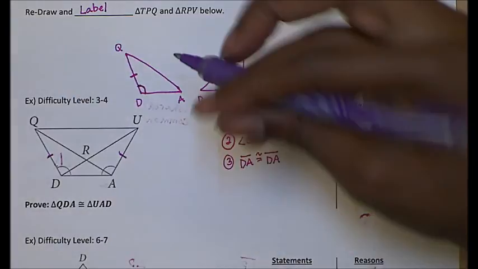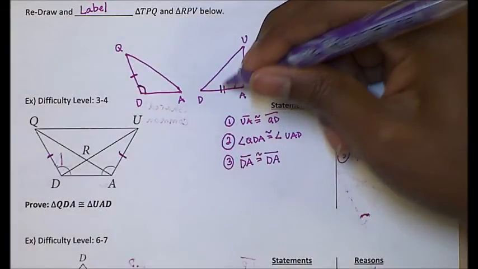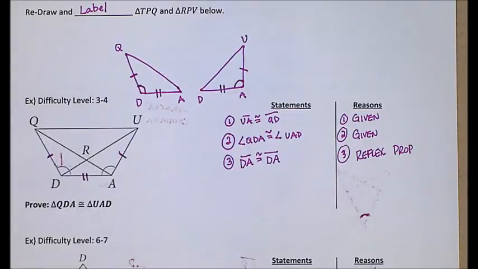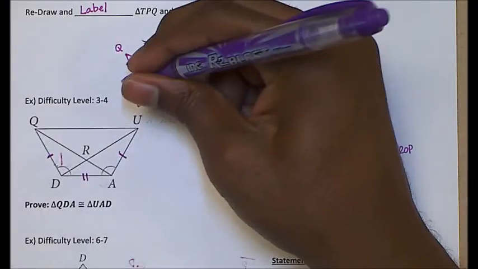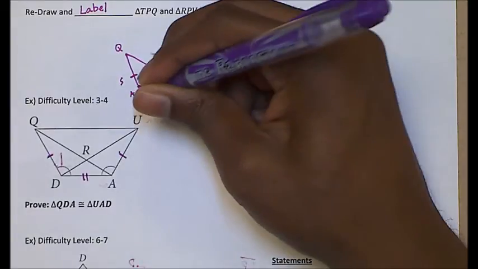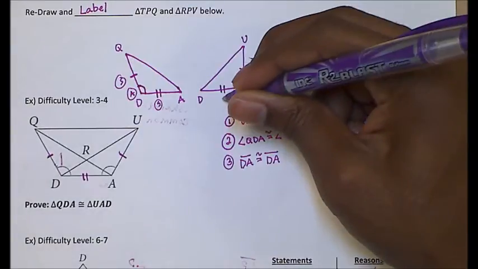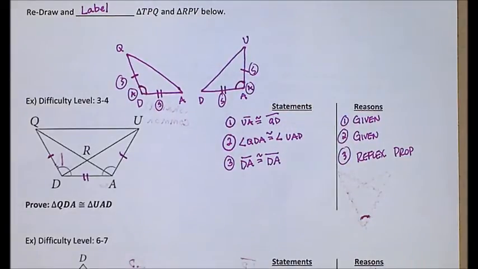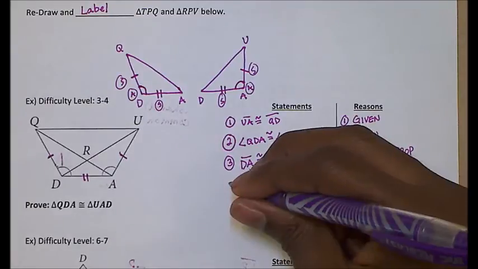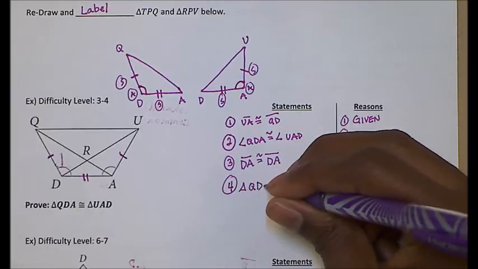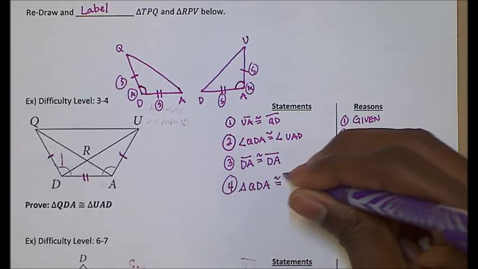Okay, and I'll definitely mark that. I can even mark it here if that helps me out. Now looking here, I have side, angle, side. Circle those so you know those aren't points. Side, angle, side. I have my angle included between the two sides, so that it definitely is side, angle, side. And I can say, and have proved now, that triangle QDA is congruent to triangle UAD.